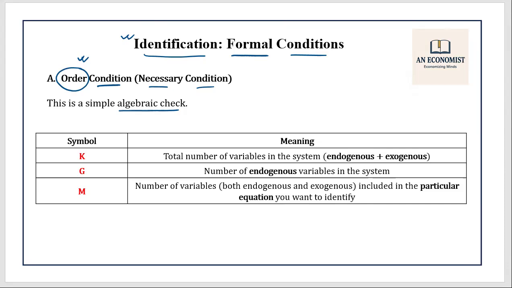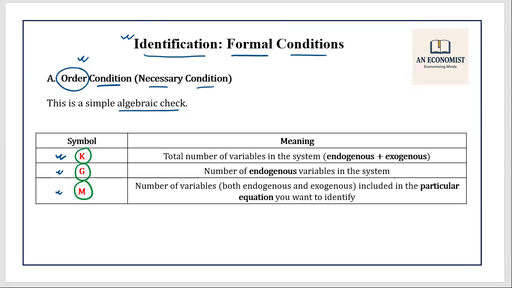To understand the order condition, you only need to know three variables: k, g, and m. If you understand what k, g, and m are, then the order condition will become a game, because it's very simple. There is nothing more than these three basic notations that you have to understand.